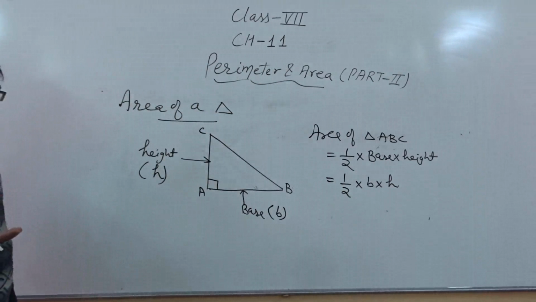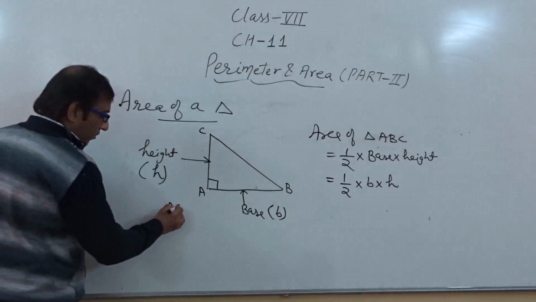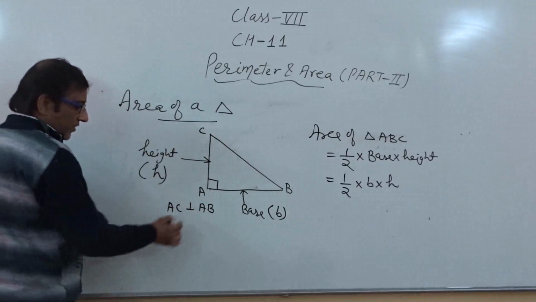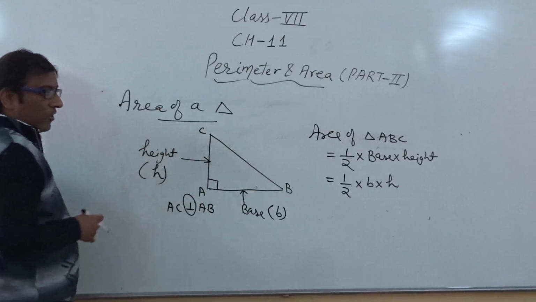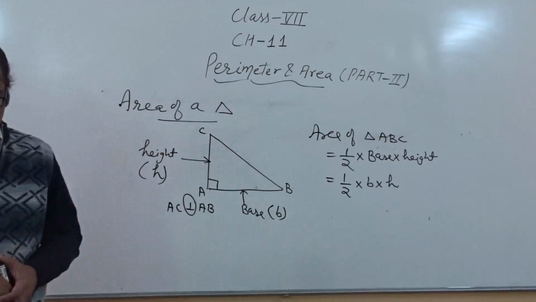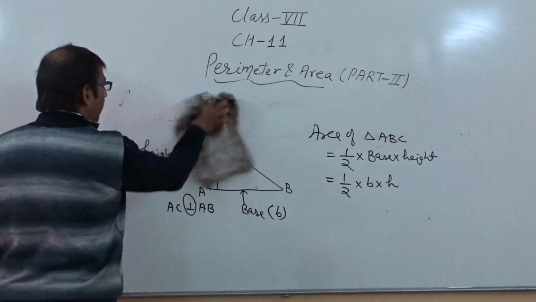H may be length also. So we can say AC is perpendicular on base AB. This is the symbol of perpendicular. So this is the concept of area of a triangle. So after this, we will come to the next point.